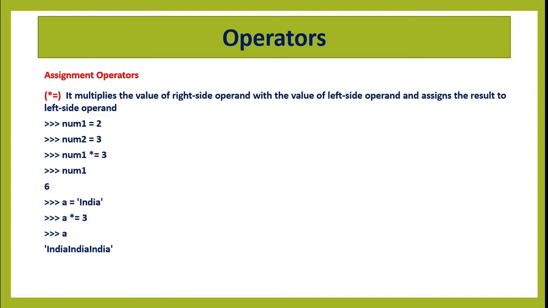So the next one is multiplication shorthand assignment operator. This one multiplies the value of right side operand with the value of left side operand and assigns the result to the left side operand. See the example. num1 is equal to 2, num2 is equal to 3. Then num1 = num1 * 3. What is the value of num1? It is 2. 2 star 3, it is 6.